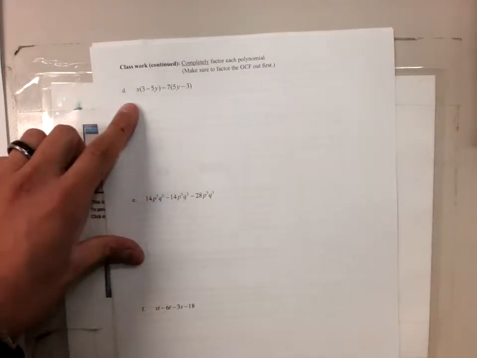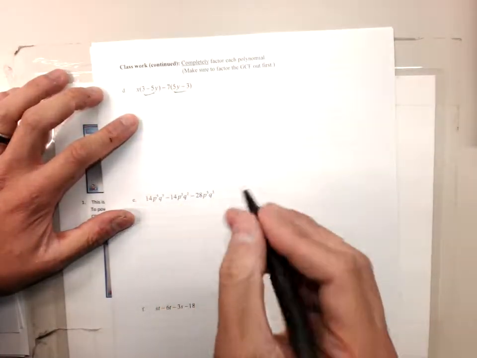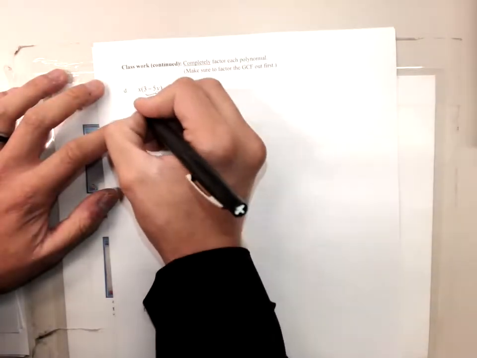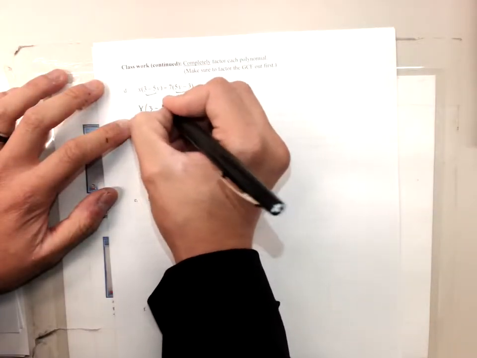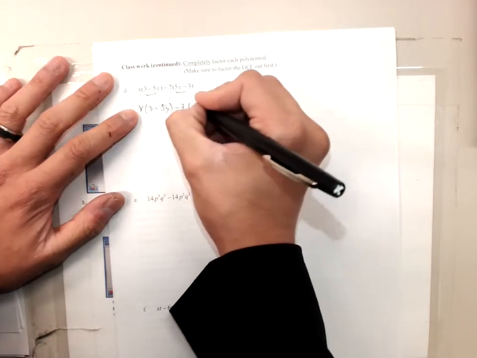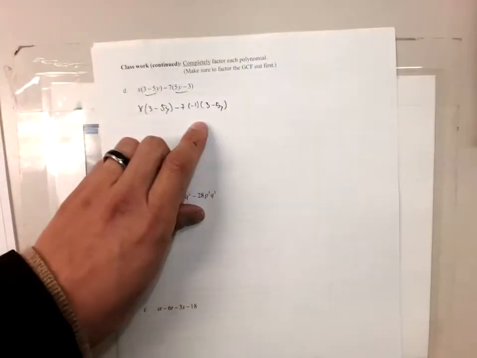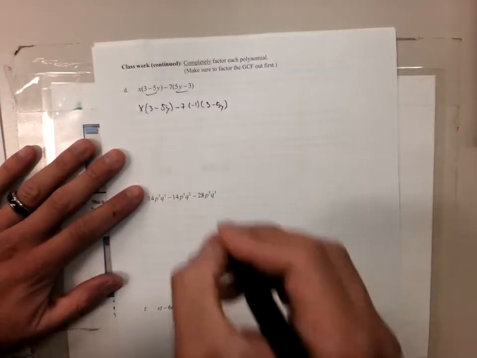Continuing to factor. So this you want to do, notice over here they're opposites. You want to change one of the signs. So this is going to be x times 3 minus 5y minus 7 times -1 times 3 minus 5y. I use that trick where I switch them with the negative, and then you finish it. It's E.